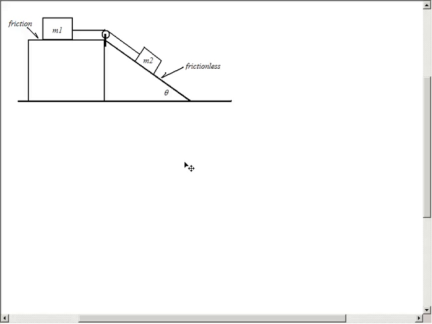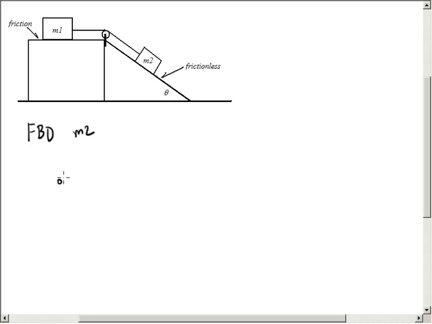Now let's look at object 2. Let's draw a free body diagram for object 2. Pause the video, go ahead and draw it, and then resume the video when you're done. Okay, free body diagram for mass 2.